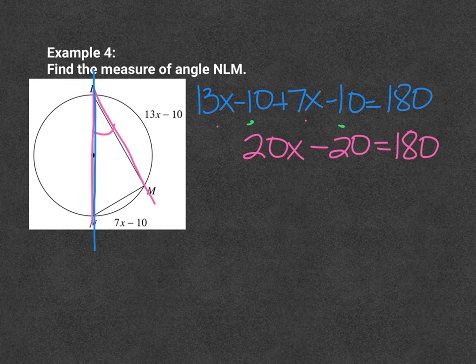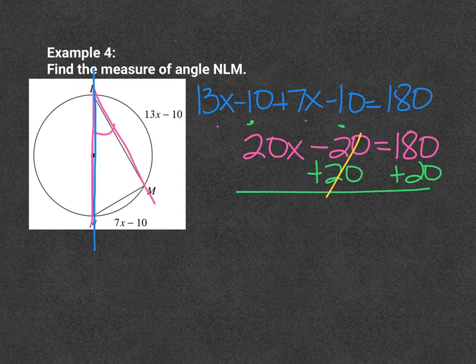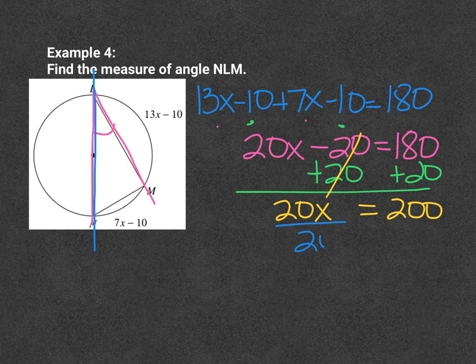Now I'm going to move the negative 20 to the other side. So the inverse of a negative is a positive. So I'm going to add 20 to both sides. So this side will cancel out. So I have 20x equals 180 plus 20 will give me 200. Now I'm going to divide both sides by 20 so I can isolate x. This will cancel out. X equals 200 divided by 20 gives me 10.